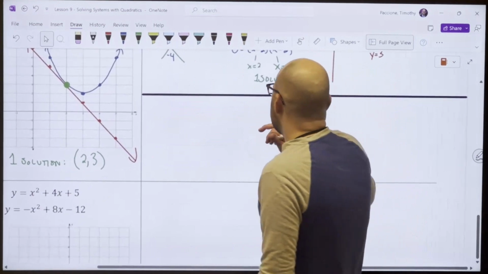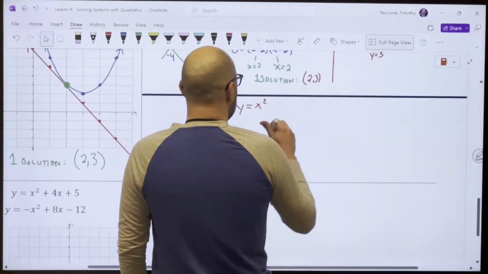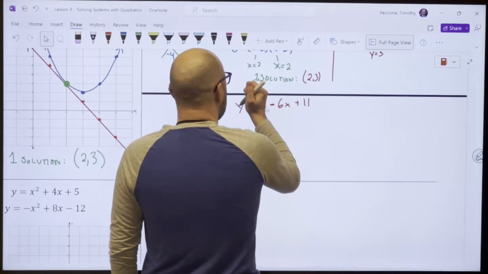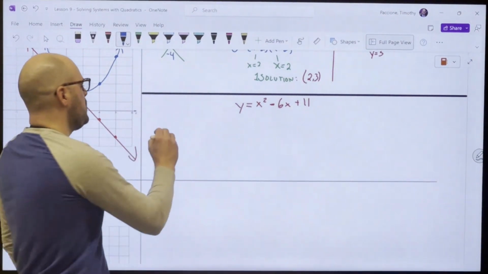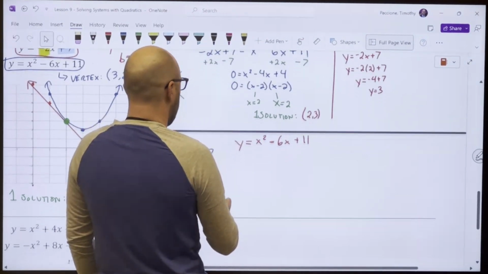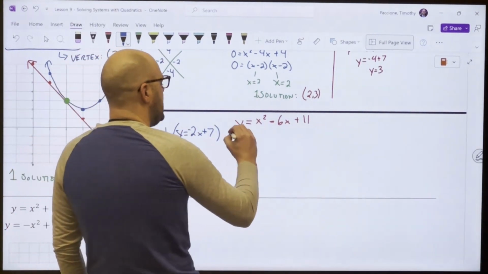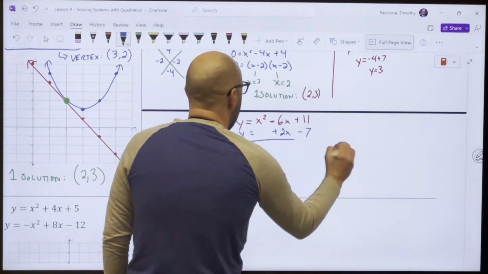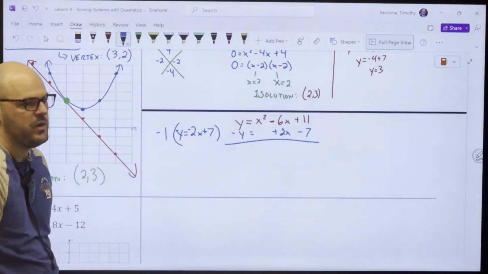real quick, I got y equals x squared minus 6x plus 11. And then I know that I need to, so I'm going to skip a step here in the interest of time, I know that I need to negate the entire other equation. The y equals 2x minus 7? Was that what it was? Negative 2x plus 7. I got ahead of myself there. So if I multiply this all by negative 1, it becomes negative y equals positive 2x minus 7. And then I add that all together. I'm just multiplying the second equation by negative 1.